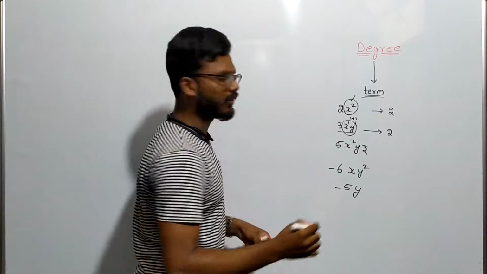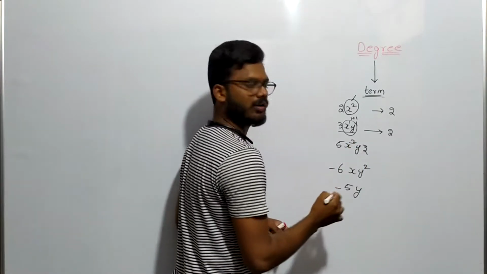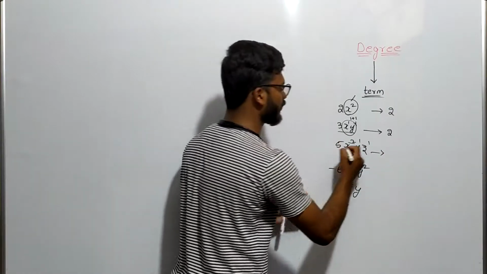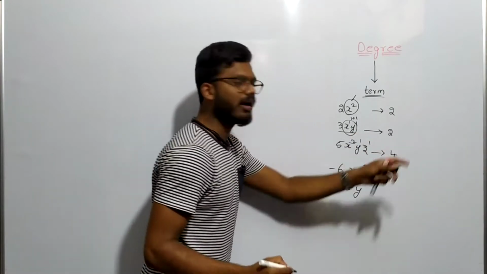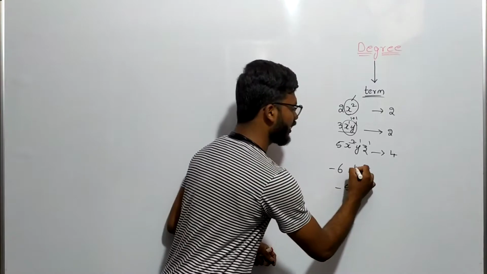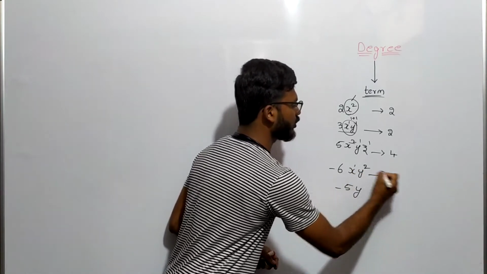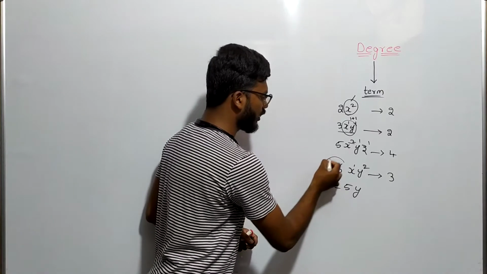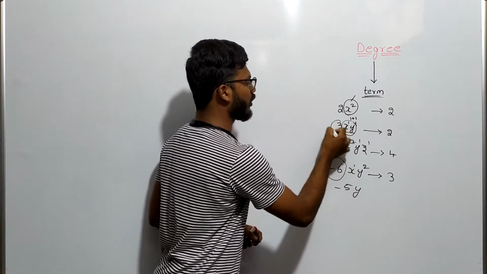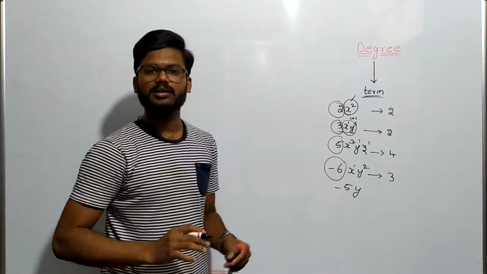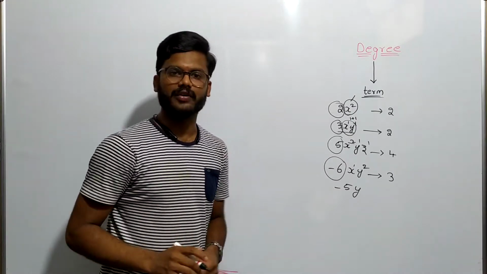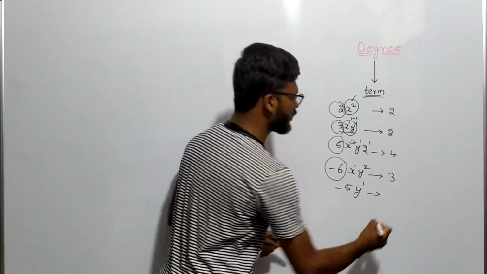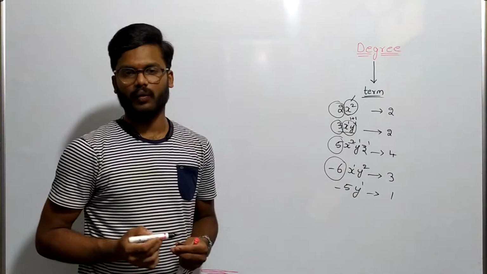Coming to the third example, here what do we have? First one you have power 2, second one 1, third one you have 1. So the degree of this term will be 4. You have to add all the powers. And here it is 1, here it is 2. So 3. Here degree does not depend on the coefficient. Degree does not depend on the coefficient. Now here we have only one variable and the power is 1. So degree is also equal to 1.